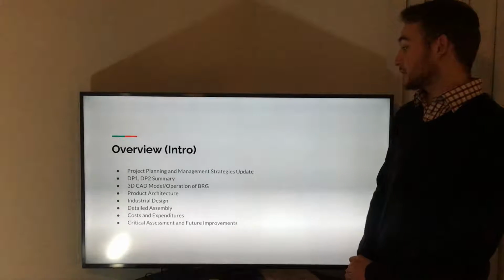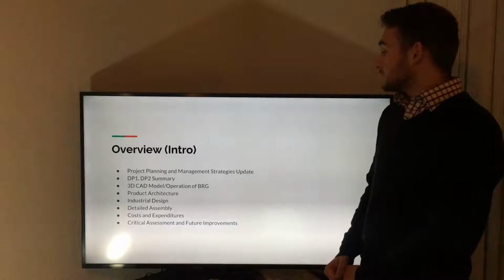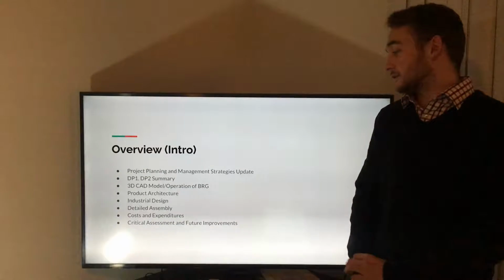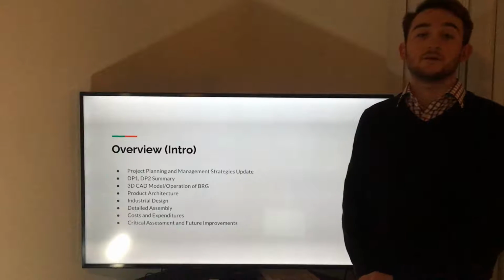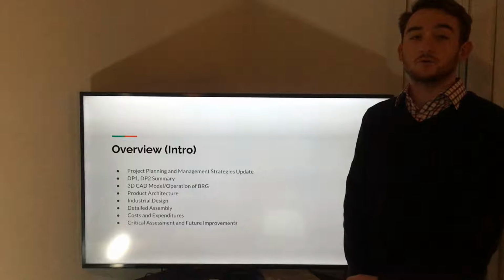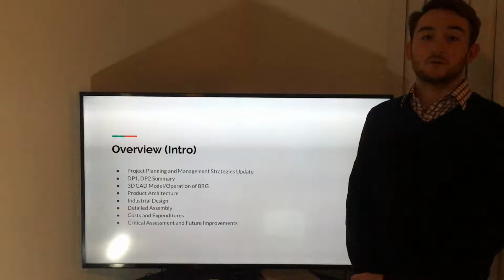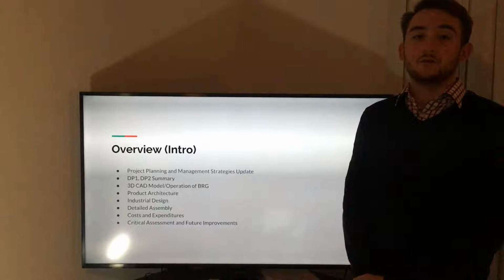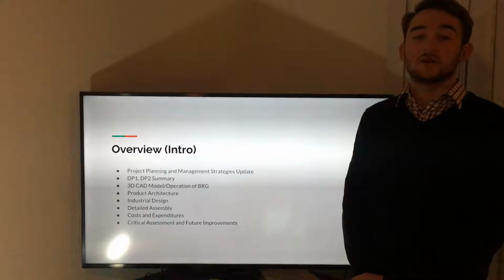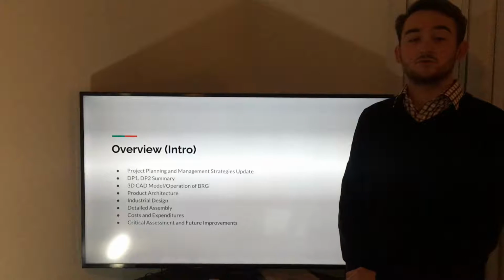In the third design phase, we will talk about the 3D CAD models and the operation of the BRG, as well as the product architecture, industrial design, and the detailed assembly of our product. We will also talk about the economics of our project, and we will conclude with talking about what we learned from this whole entire process and how we wish to implement what we learned in the future to create the best product possible.